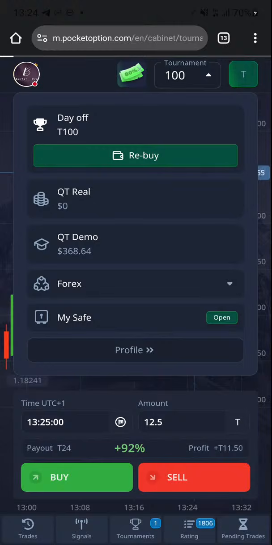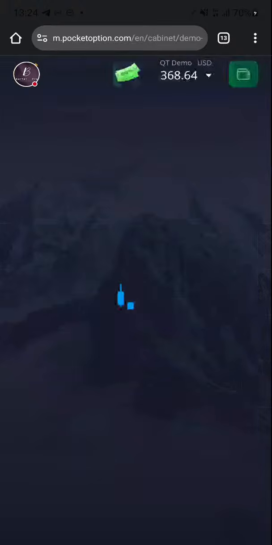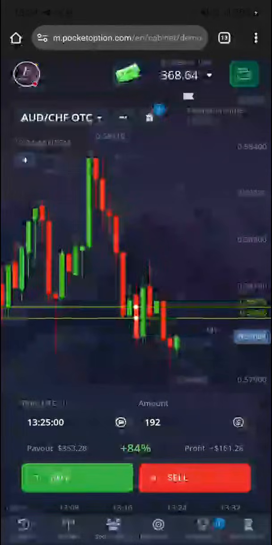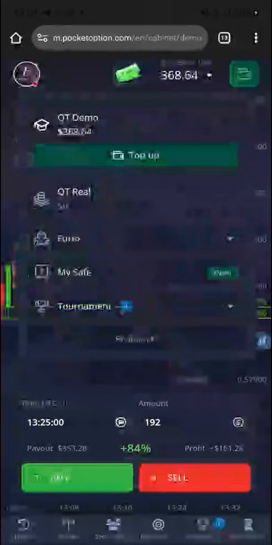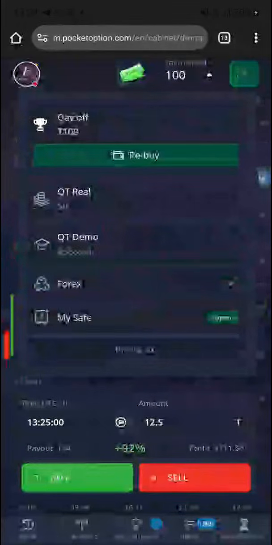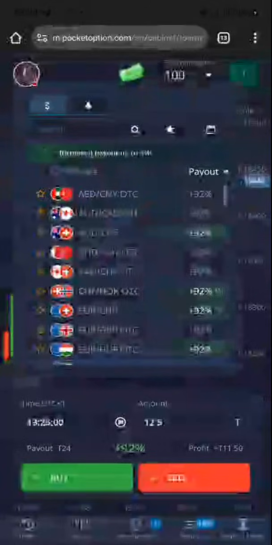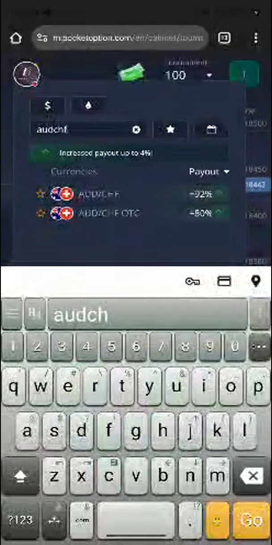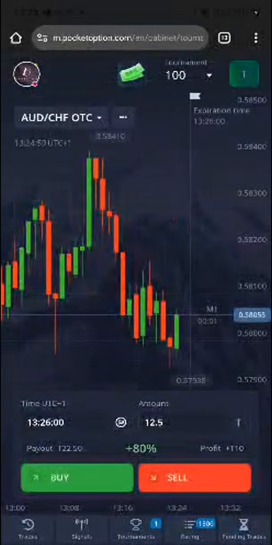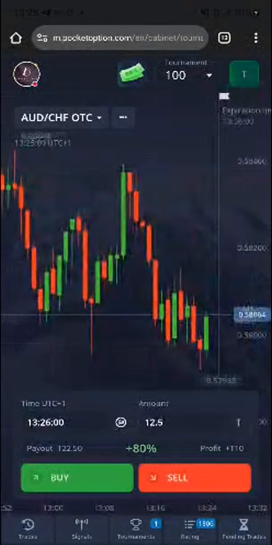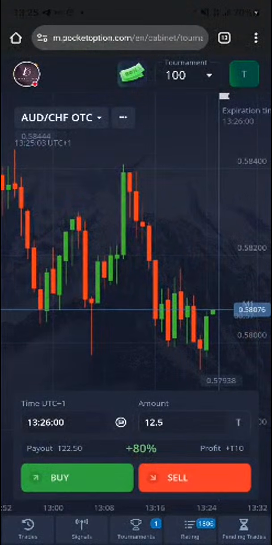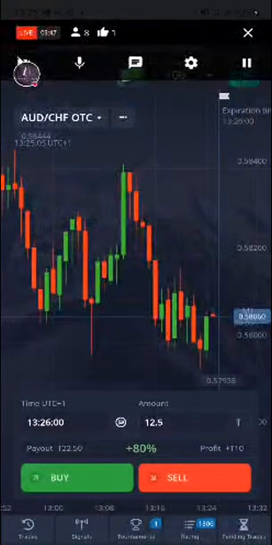There's something I saw on the demo account. I want to use that pair because that pair seems to be very okay. It's AUDCHF. All right, let's go back to where we were. The reason why I wanted to use this pair is because in the demo there's something I saw.